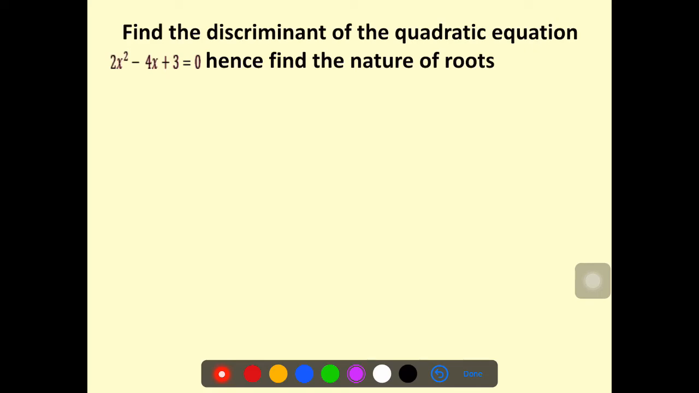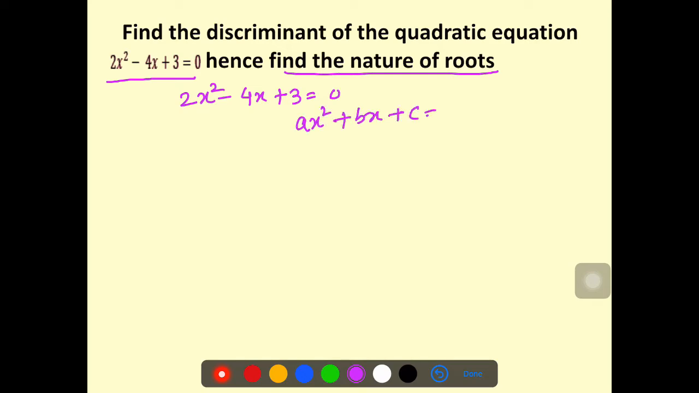Now we will do some problems based on the discriminant and nature of roots. We will find the nature of roots, how the discriminant determines the nature of roots. Find the discriminant of the quadratic equation 2x square minus 4x plus 3 equal to 0. Hence find the nature of roots. First of all, we will compare this equation with the general form of the quadratic equation, that is ax square plus bx plus c equal to 0.